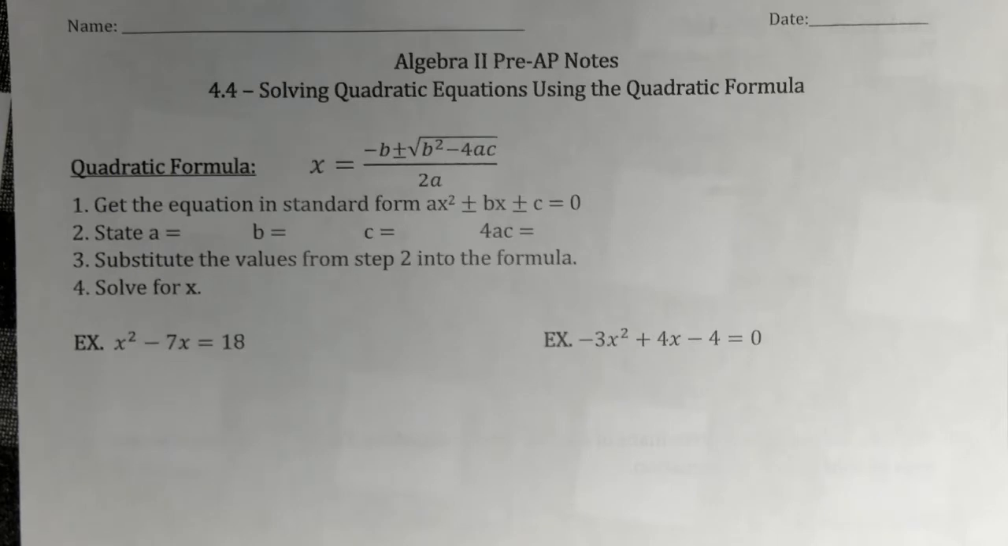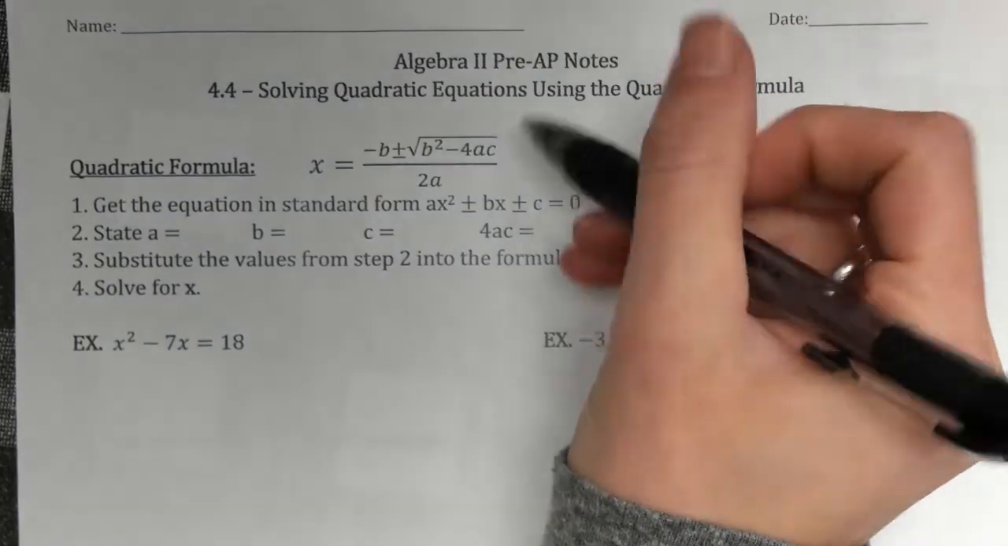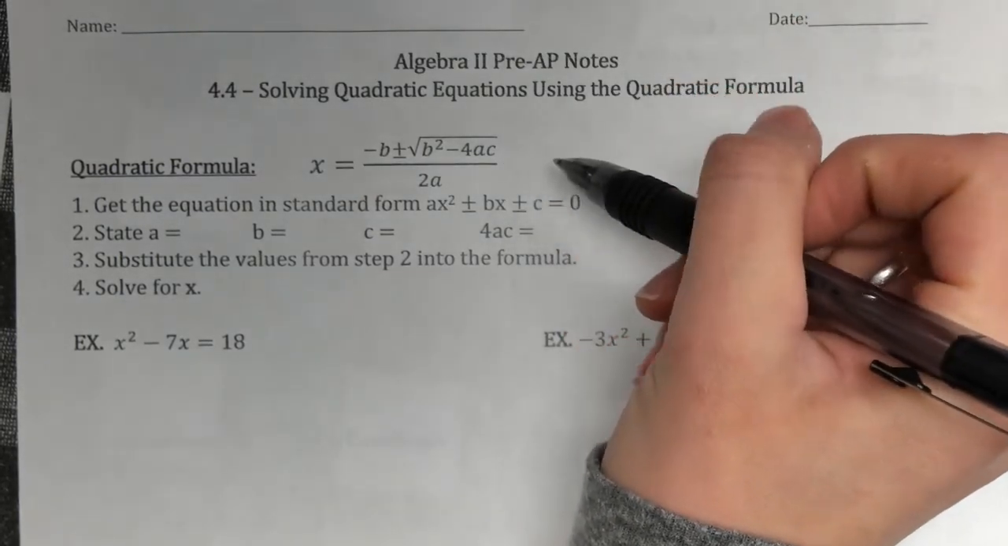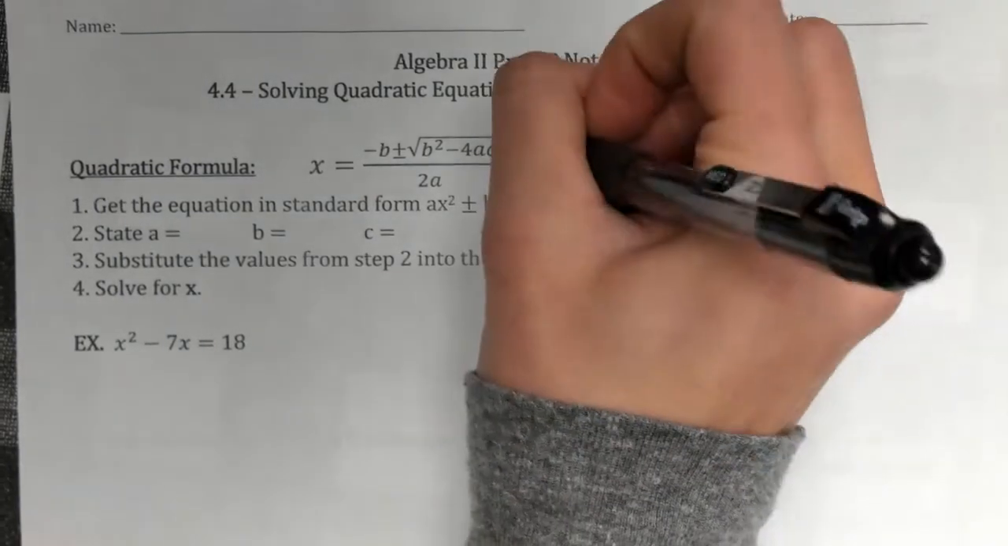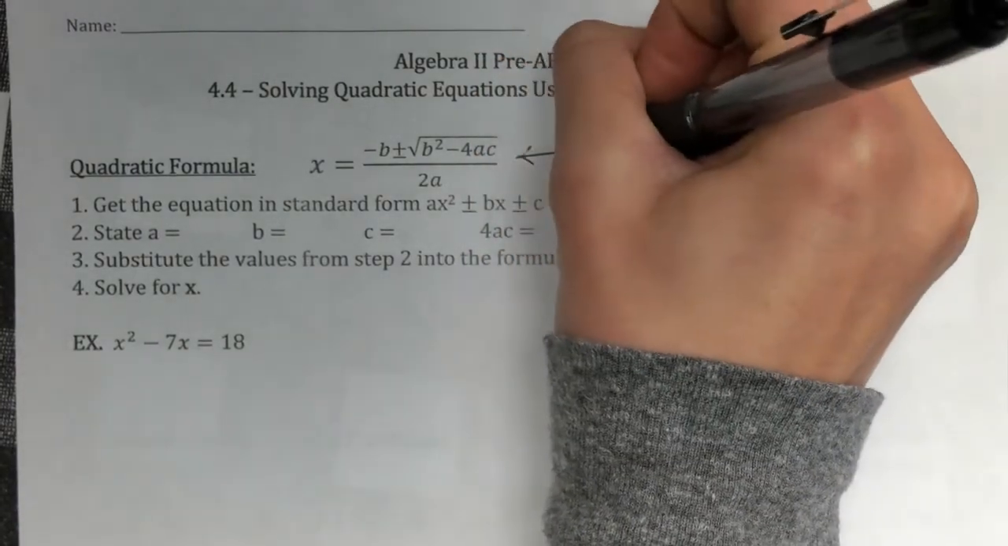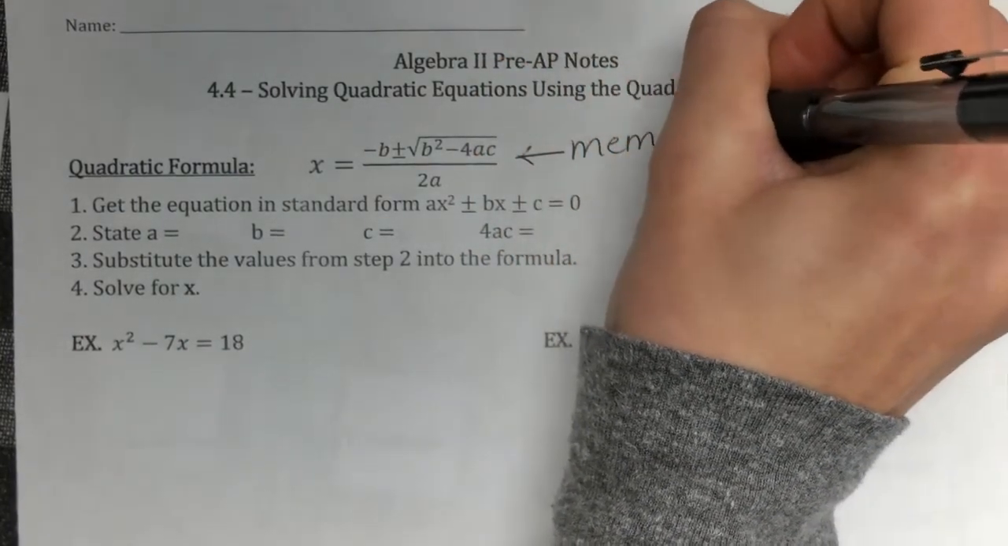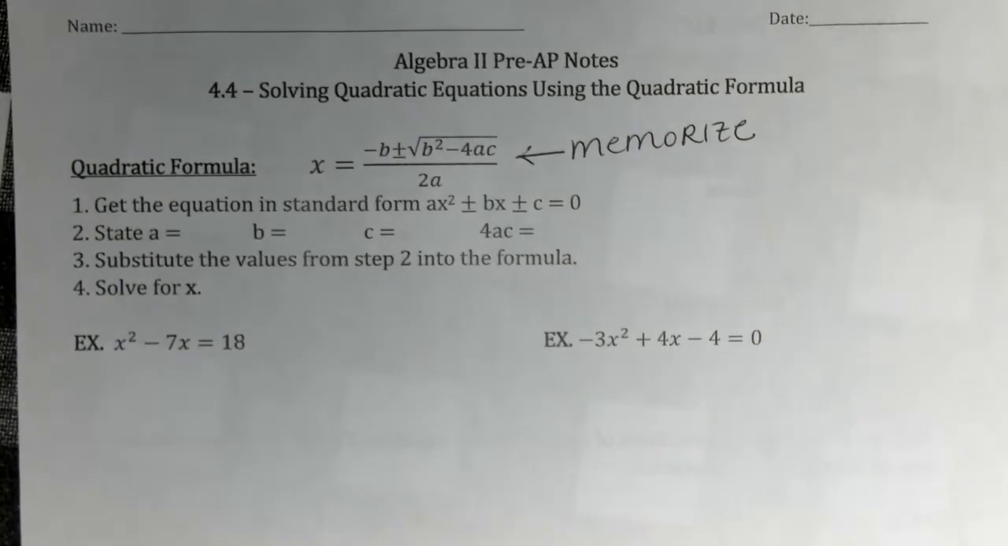So your quadratic formula is x equals negative b plus or minus the square root of b squared minus 4ac all over 2a. You're going to have to memorize that. I will not give that to you on the quiz or the test, okay?